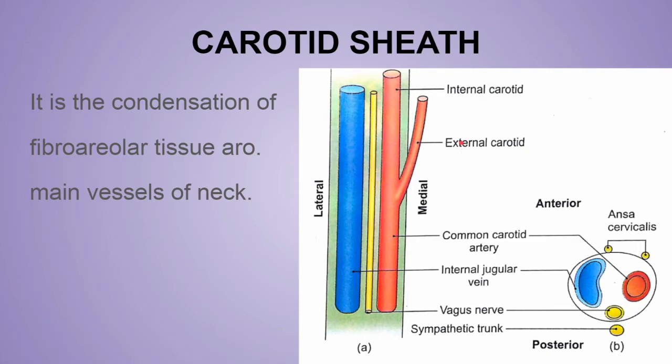Now there are many vessels in the neck, and the chance of the vessels being compressed is very high because the movement of the neck in a human body is so much, right? So these vessels can get compressed and injured. In order to protect them, there is a condensation of fibroareolar tissue around the main vessels of the neck, and this condensation of fibroareolar tissue around the vessels is called the carotid sheath.